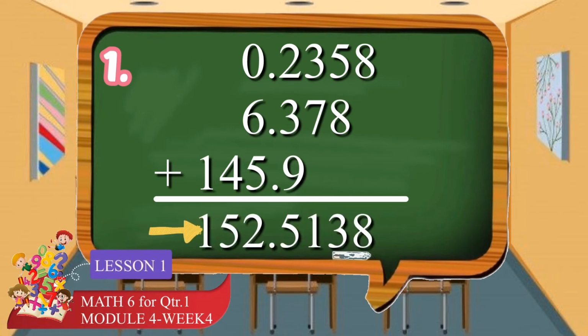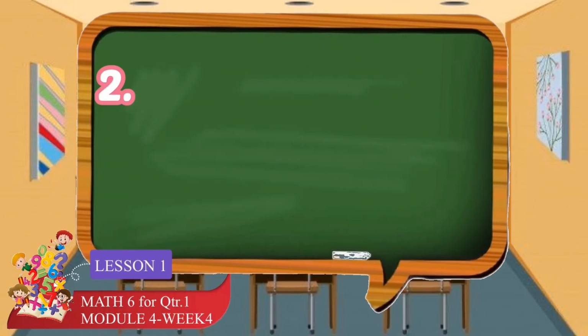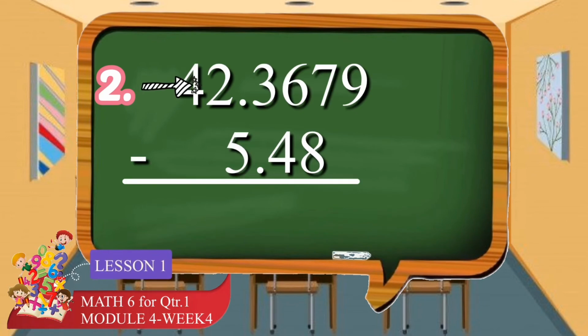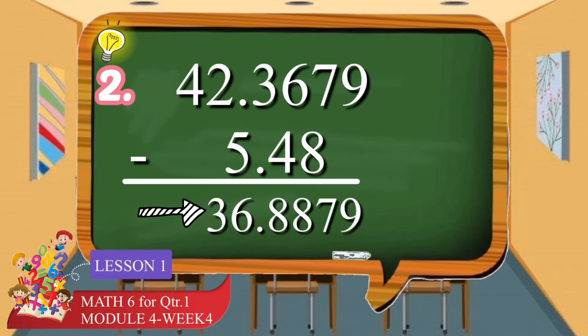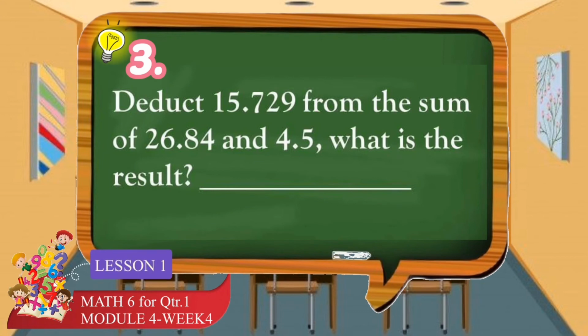Right, it's 152 and 5,138 10,000s. Next, what is the difference of 42 and 3,679 10,000s and 5 and 48 hundredths? Right, it's 36 and 8,879 10,000s. For number 3, deduct 15 and 729 thousandths from the sum of 26 and 84 hundredths and 4 and 5 tenths.